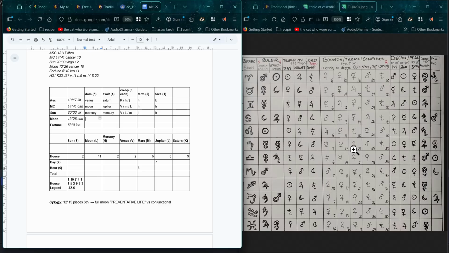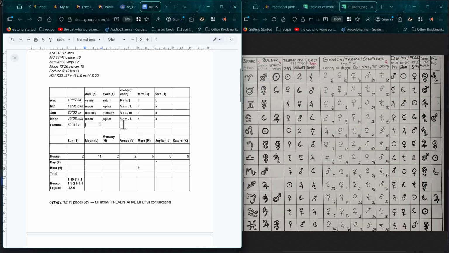Back up to Cancer for the Moon at 13°26'. So this is from 7 degrees to 12°59' is Venus's term, and from 13 to 18°59' is Mercury's term. So this is another Mercury. So we've got Moon, Jupiter, Venus, Mars, Luna, and then this is going to be Hermes and Hermes.